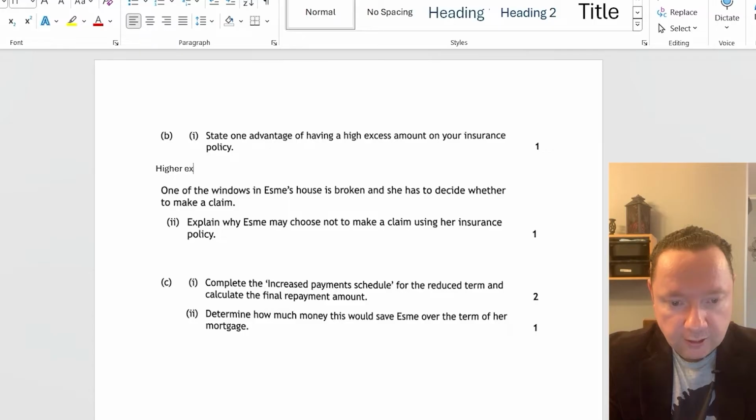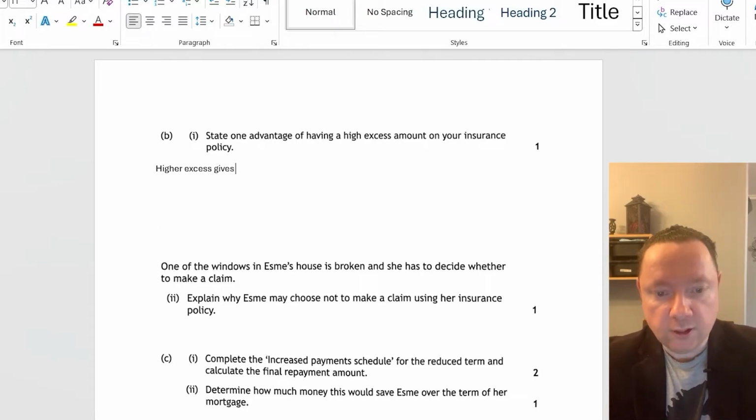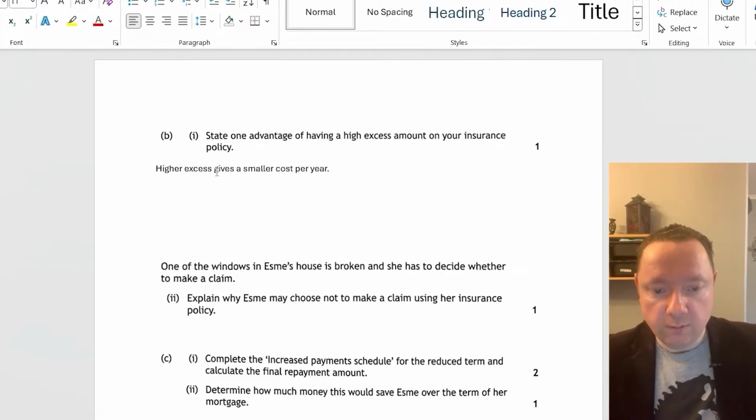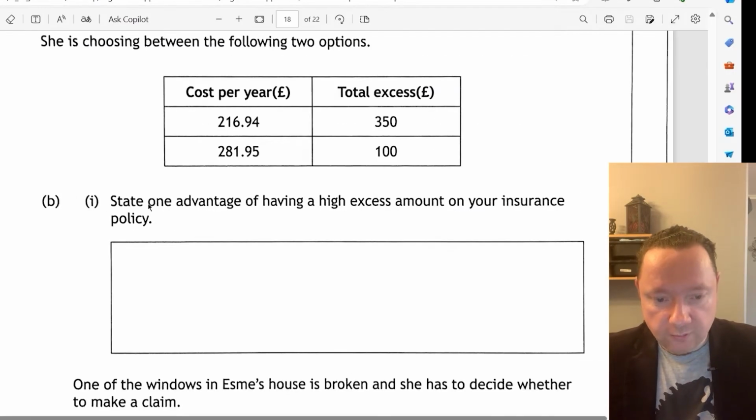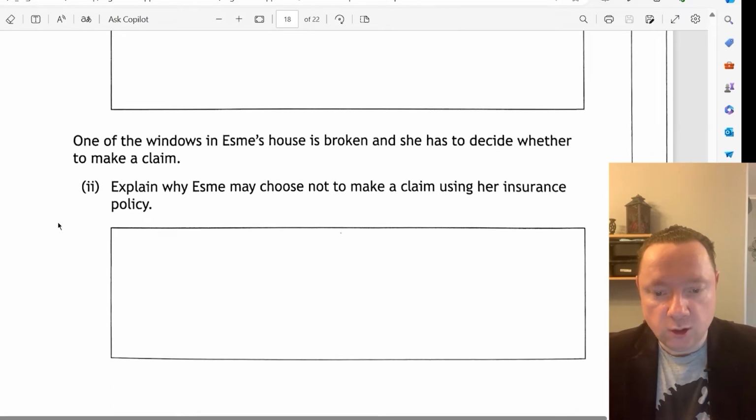Higher excess gives a smaller cost per year. So that's 1. That's an advantage. Part 2, one of the windows in Esme's house is broken. She has to decide whether to make a claim. Explain why Esme may choose not to make a claim using her insurance policy.